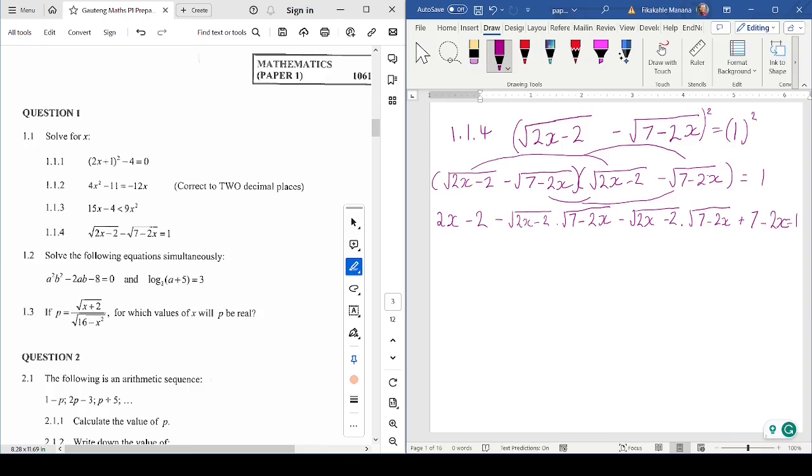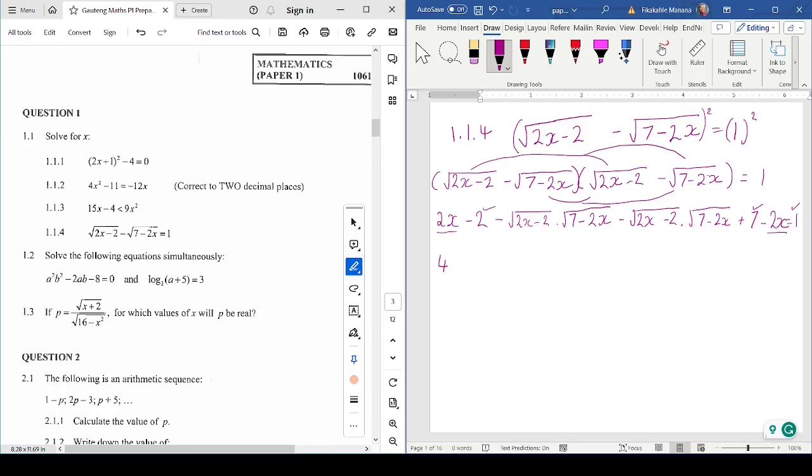Okay, so what do I do now? I am going to take all the 2x's. So I've got 2x here, and this one. They subtract each other, so I'm left with 0. Now let me take the numbers. I've got minus 2 right over there, and minus 2 plus 7. Minus 2 plus 7, I get plus 5. And then I want to take that number as well, bring it this side. Plus 5 minus 1, I'm left with a 4.